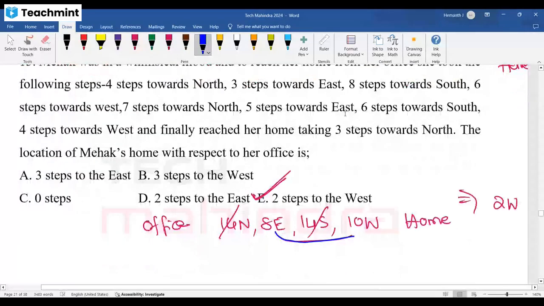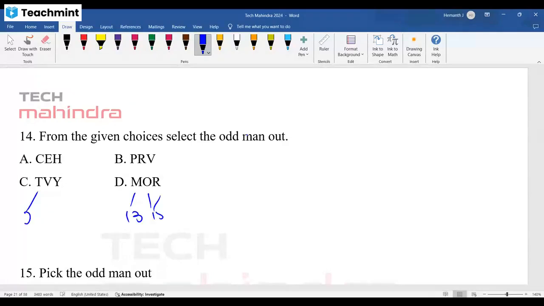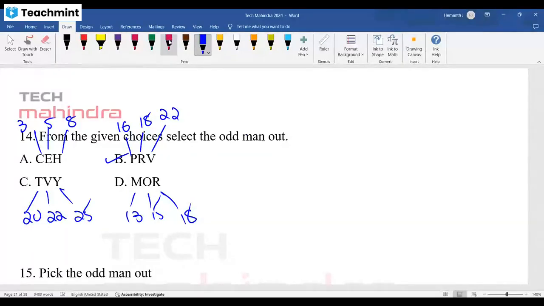Next one, again odd man out. If you observe here, I said first 2 or last 2 or middle 2. Here 13, 15; here 20, 22, no issue; 16, 18 also no issue; 3 and 5 also no issue. And you can see the last one, 5 and 8, a 3 gap. 18 and 22, a 4 gap here, there is an issue. Yes, option B. Last two problem. Rest all are maintaining a 3 gap only.